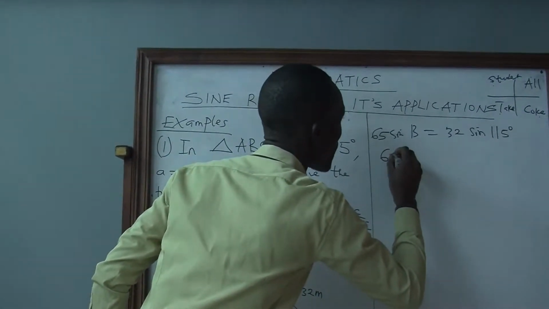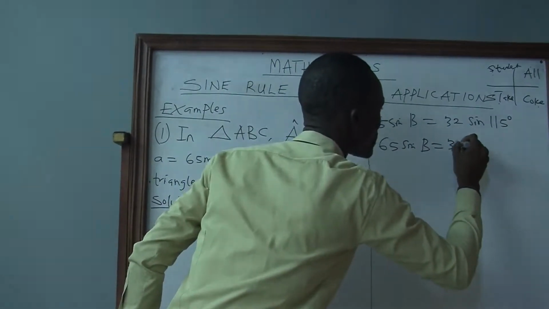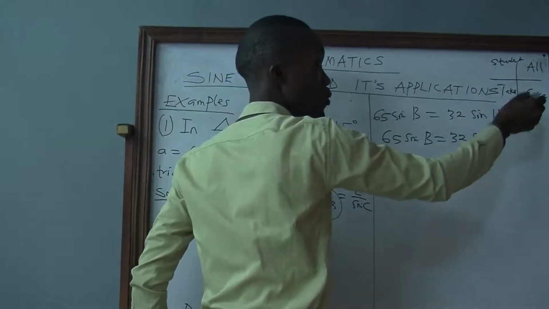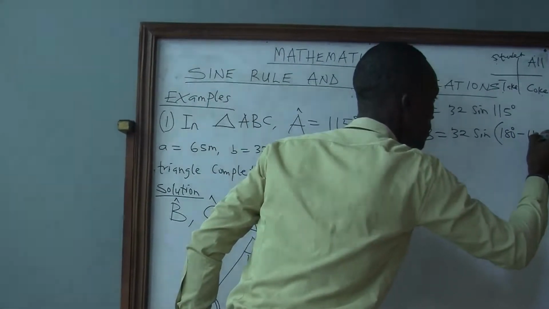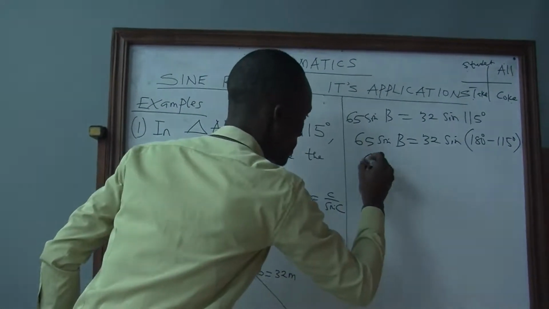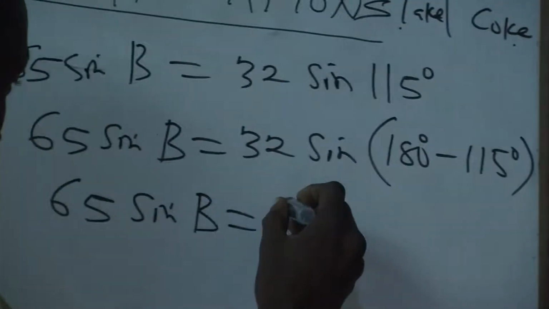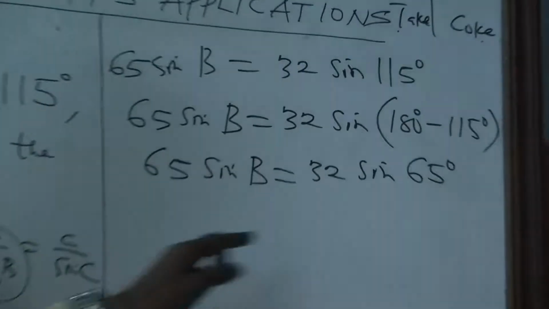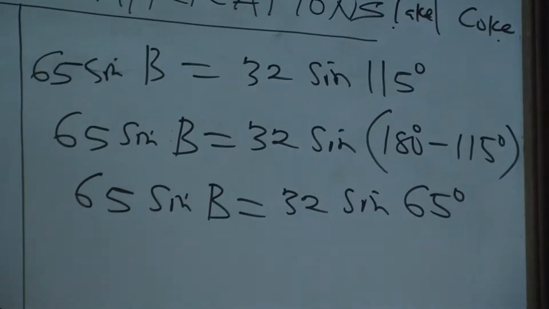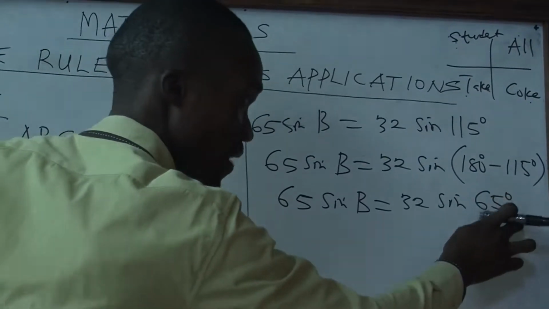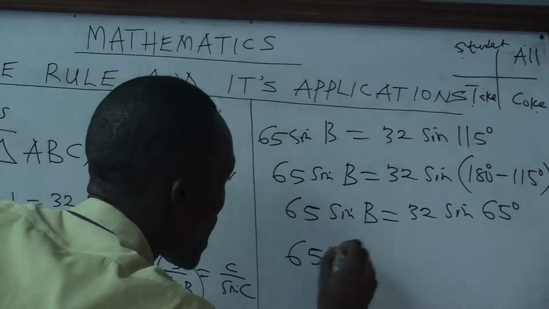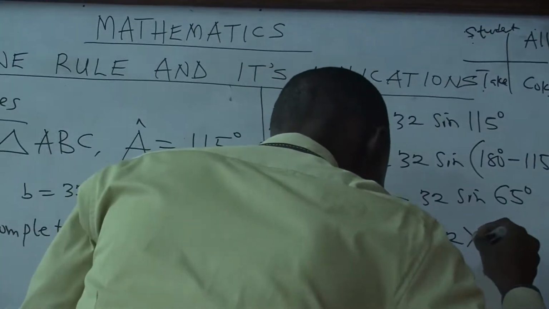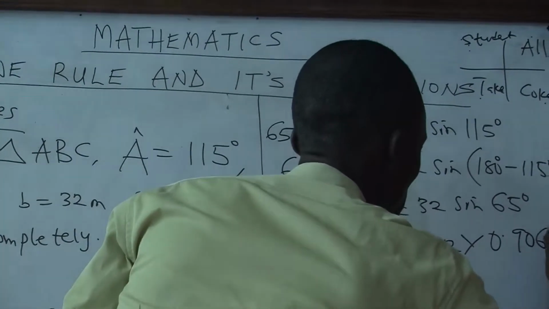So from here we have 65 sine B is equal to 32 sine. From what I explained, when we have angles from second quadrant, we remove the angle we have from 180. So this is sine 180 degree minus 115 degree. Then we have 65 sine B is equal to 32 sine 65 degree. The 65 degree that we have here and this 65, they are not the same thing. So please, this 65 cannot cancel this 65. So the next thing we do here, if we check sine 65 from the 4-figure table, we have 0.9063.